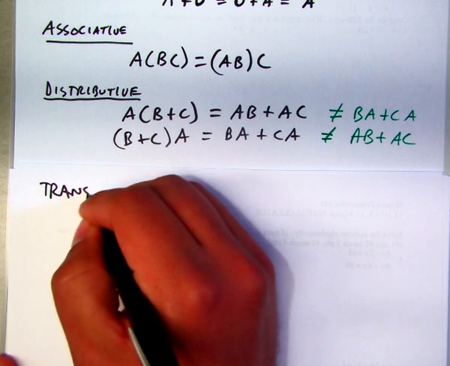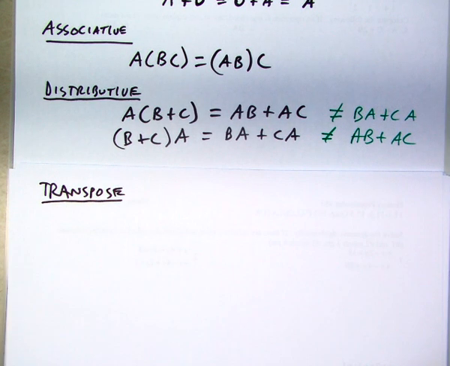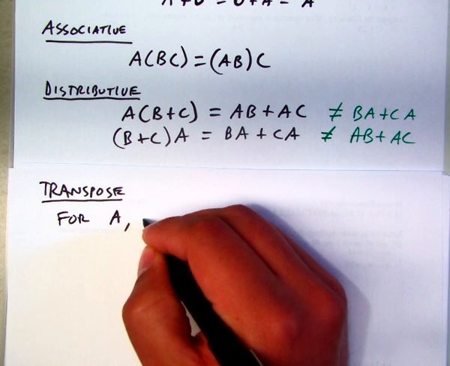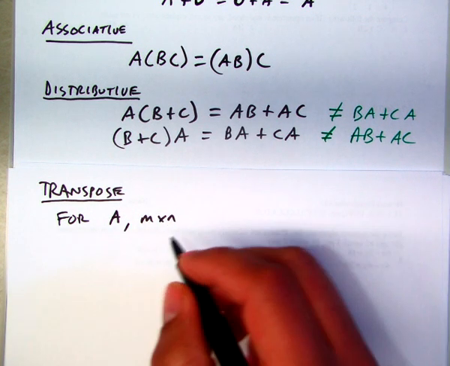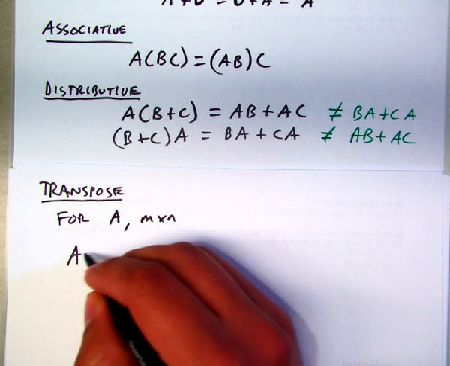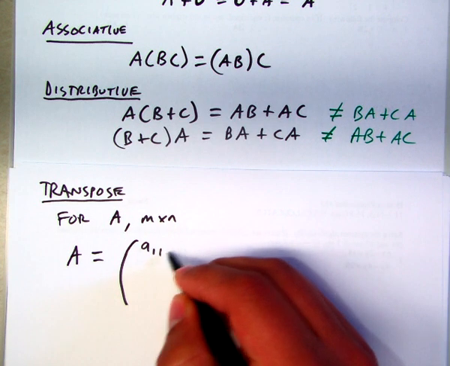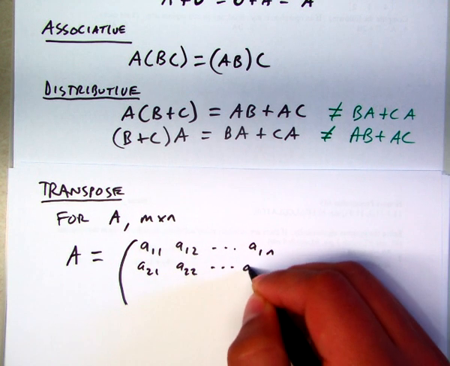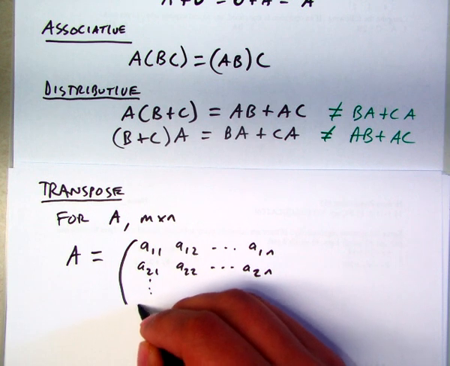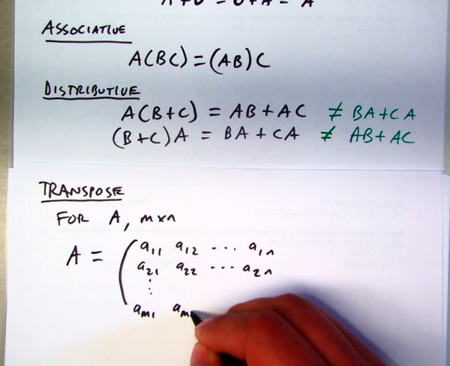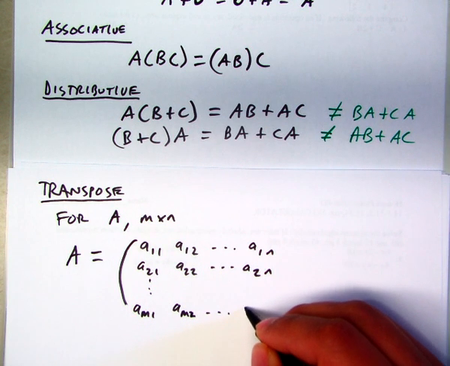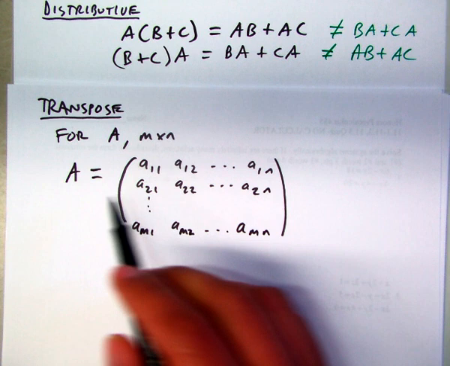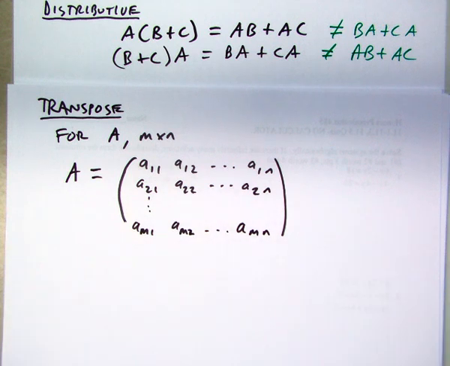Transpose. Maybe this is something you haven't seen too much of. For A, which is M by N, so let's say we have something that looks like this. A11, A12, etc., A1N, A21, A22, and so on, all the way down to the mth row, so AM1, AM2, and then AMN. So these are just the entries of the matrix. This is a standard run-of-the-mill M by N definition.